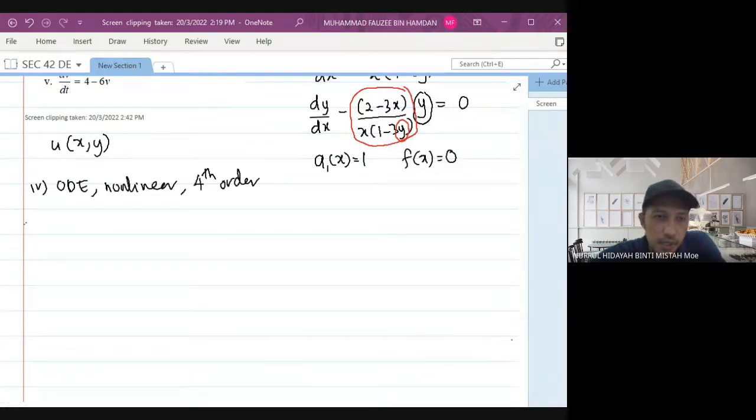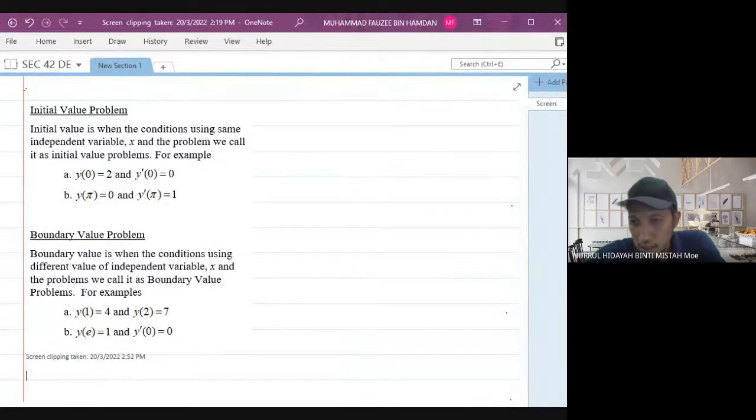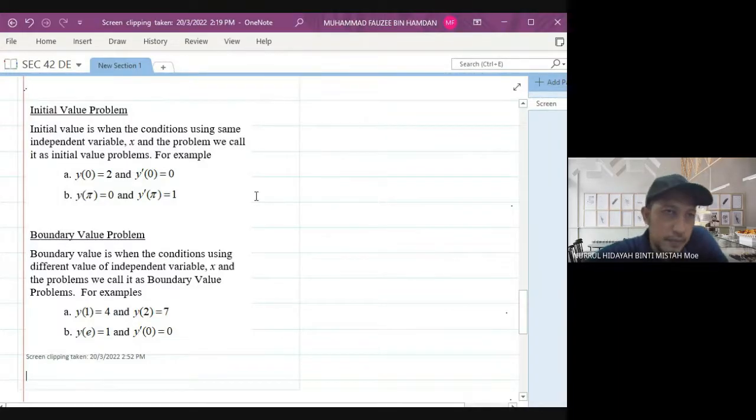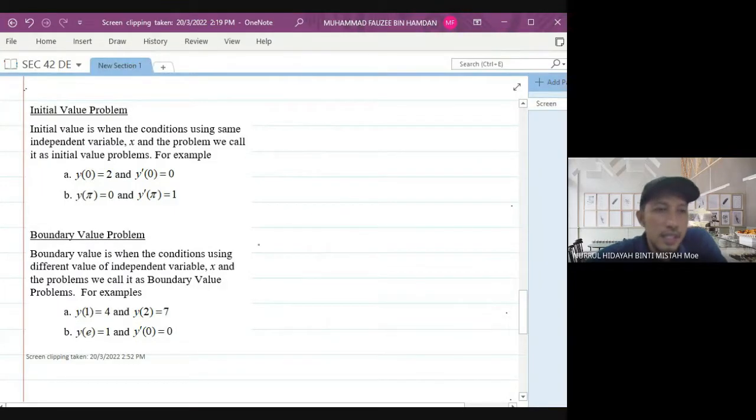Okay, so if there is no question, we look at another term. This is still focused on the terms. Okay, initial value problem, IVP, versus boundary value problem, BVP. So what is the difference? This is just terms.